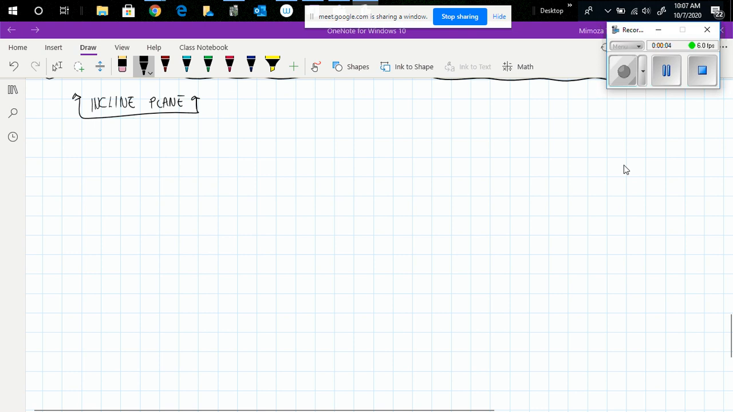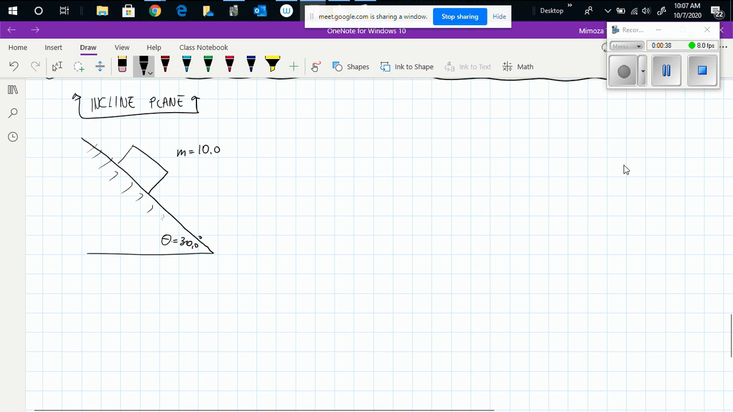Even yesterday when we talked about the incline, we said that we have a surface that is creating a certain angle with the horizontal. And then the object is placed here at the surface of the incline. So let's give some numbers here. Let's say that the angle is 30 degrees with the horizontal, and the mass of the object is 10 kilograms.